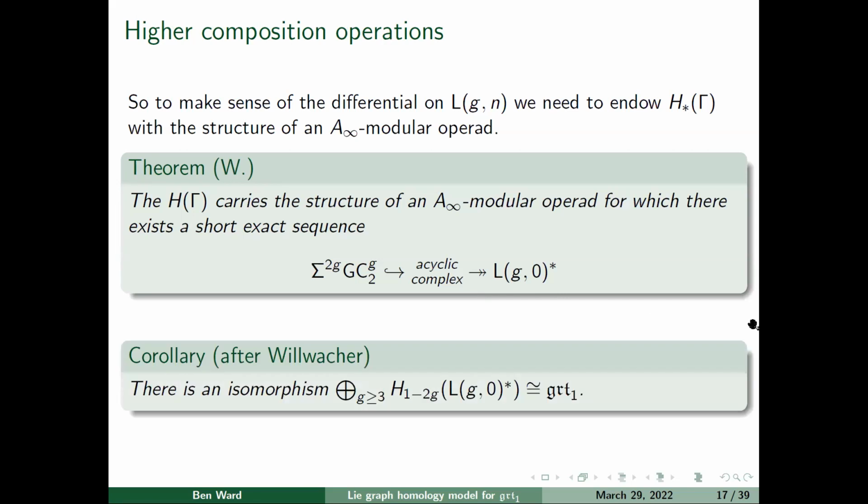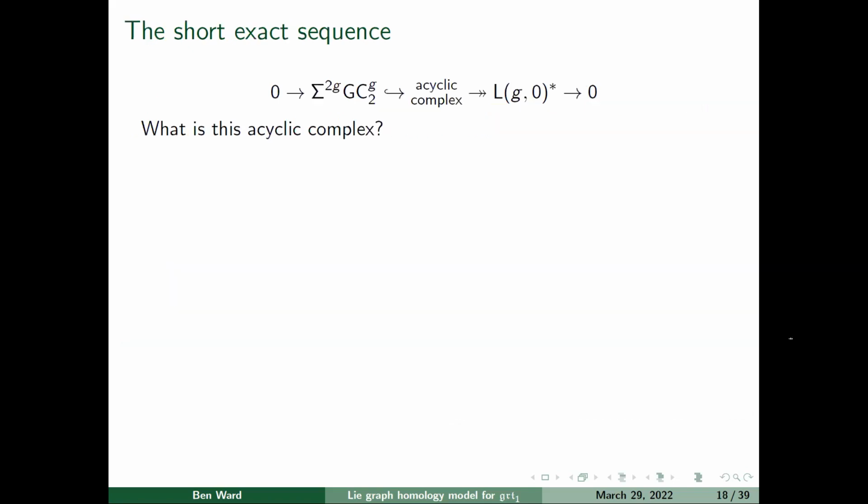So for example, it would tell us that if I take the homology of this guy with appropriate degree shifts, I would get this Grothendieck-Teichmüller Lie algebra just applying Willwacher's result. So let me tell you, what is this acyclic complex?